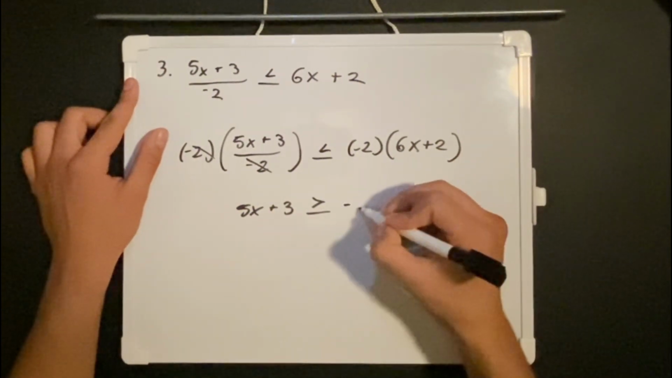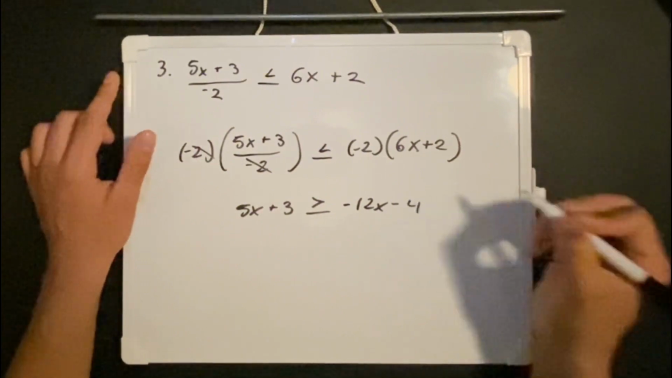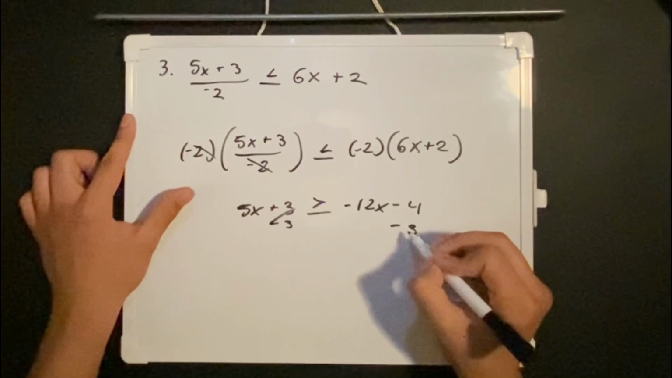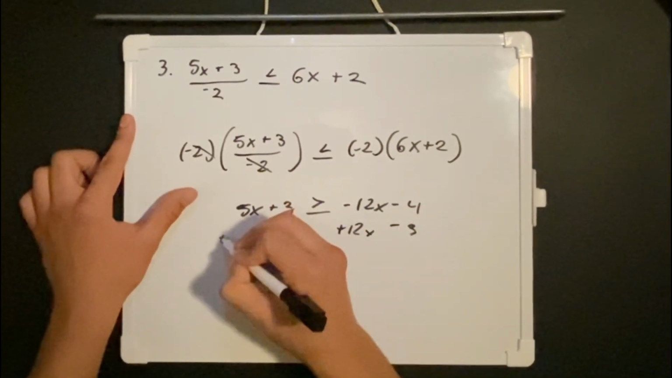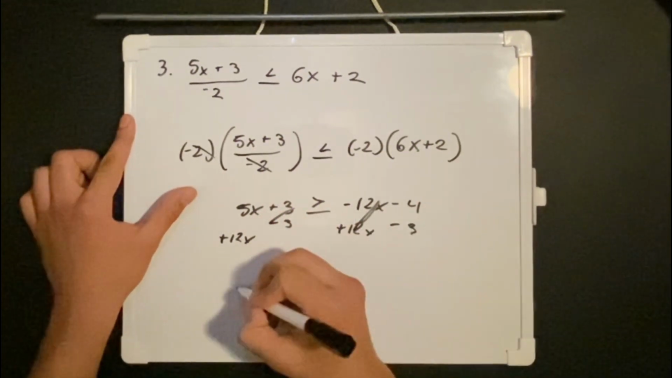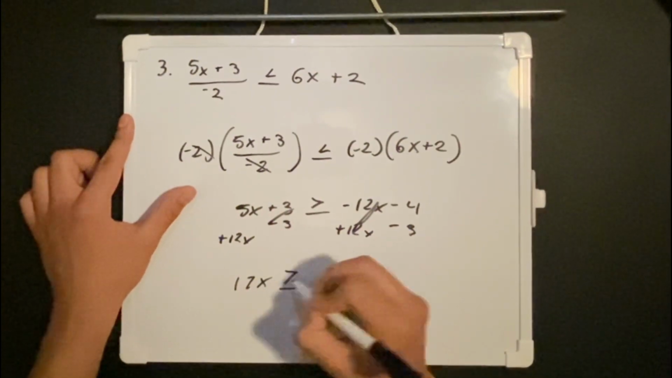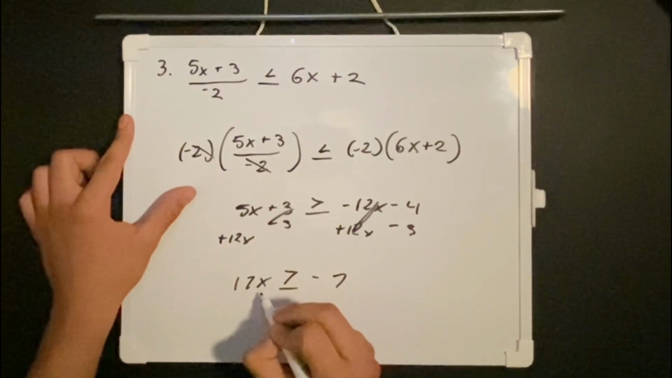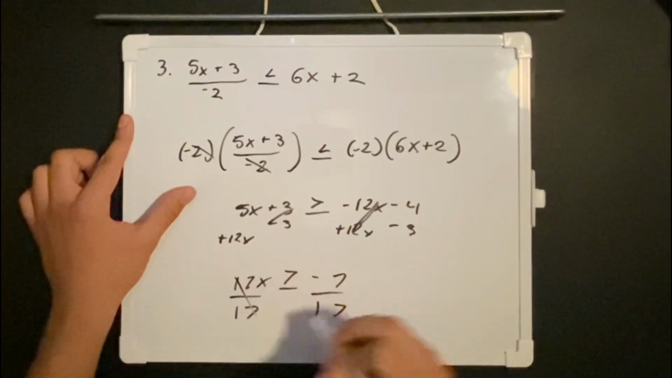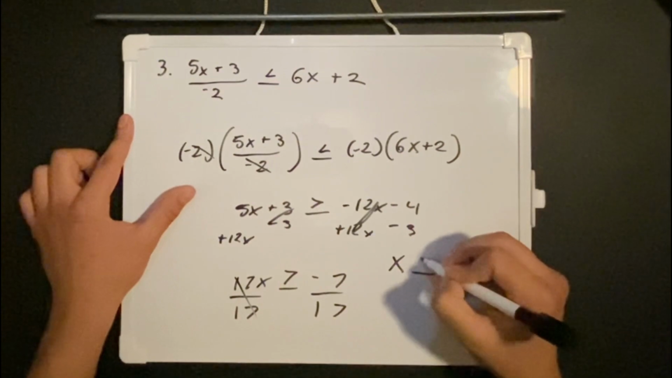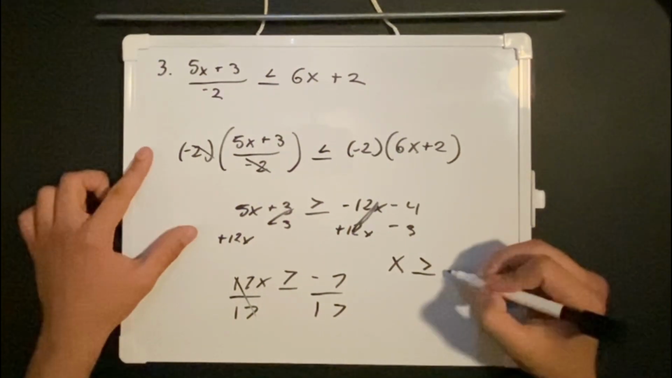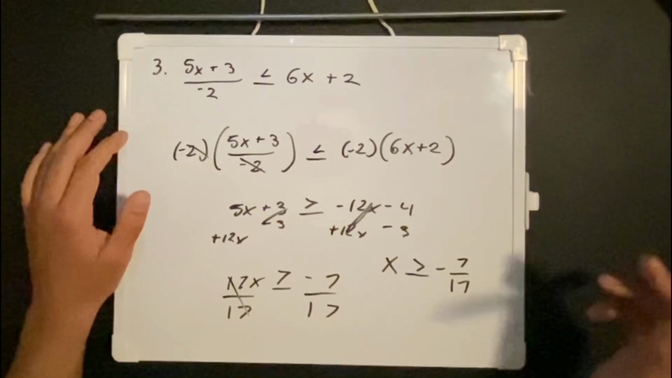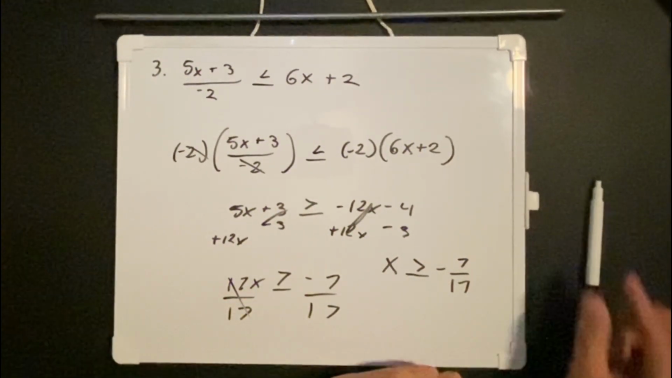Then we simplify, we get negative 12x minus 4, and we need to get x by itself, so we'll do minus 3 and plus 12x on both sides, and we get 17x is less than or equal to negative 7. Now we still need to get x by itself, and we're left with x is less than or equal to negative 7 over 17. But wait, we still need to write this in interval notation.